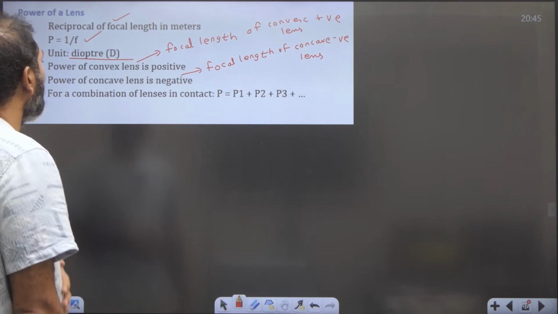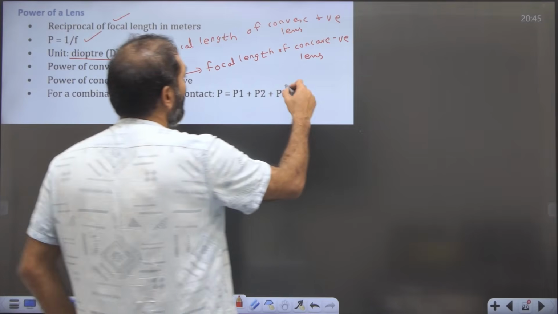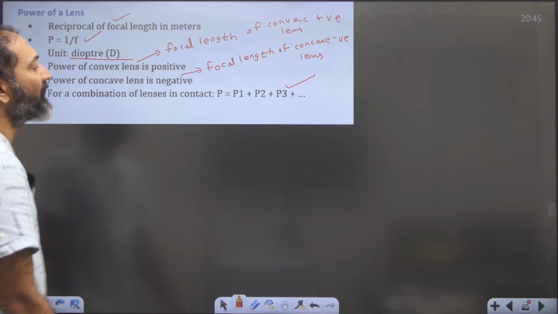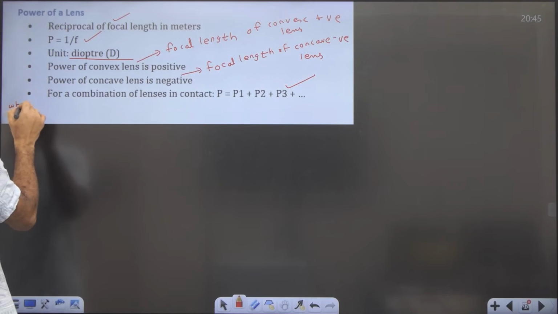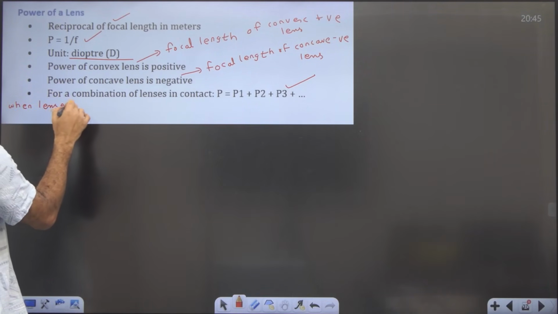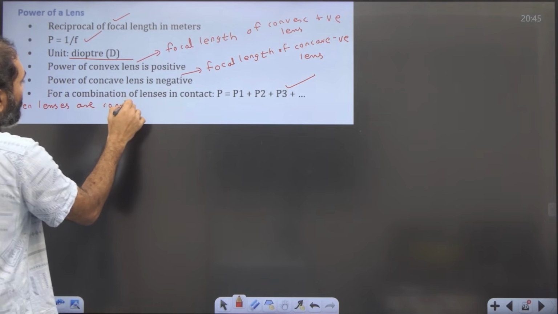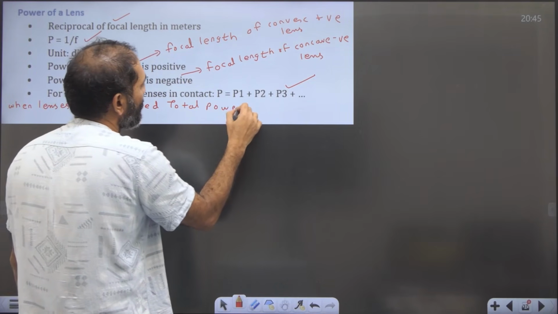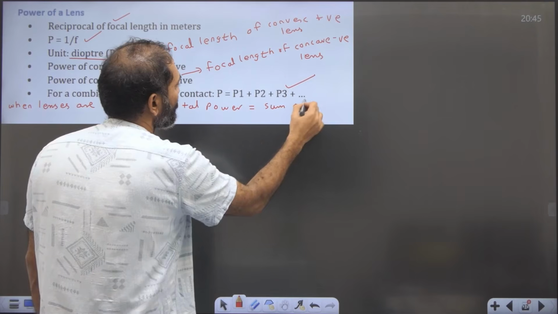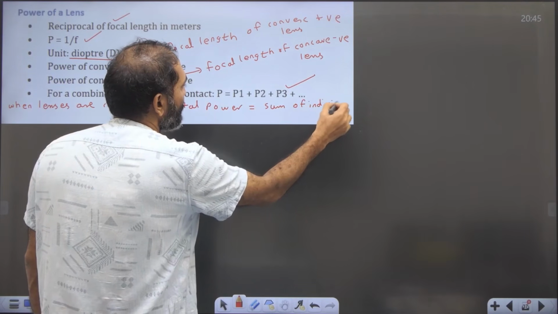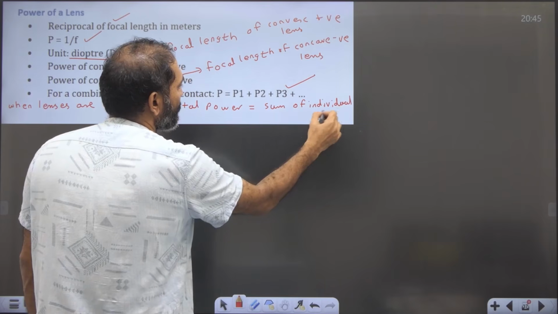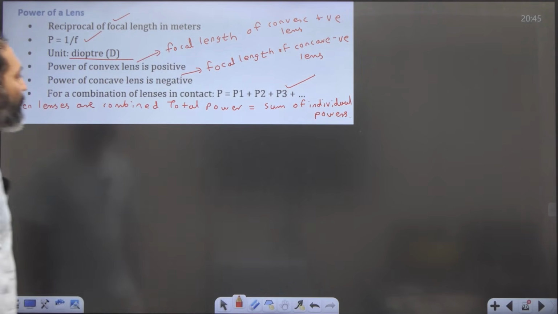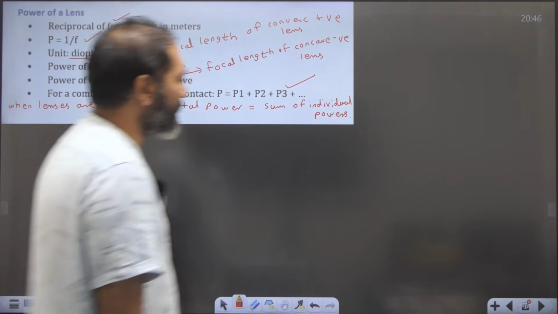Combination of lenses. When lenses are combined, the total power is equal to the sum of the individual powers. Do remember that: the sum of individual powers. For a combination of lenses, P equals P1 plus P2 plus P3 and so on. The power of a concave lens is what? Negative, because the focal length of a concave lens is negative.